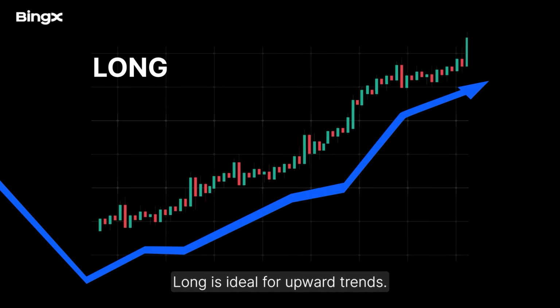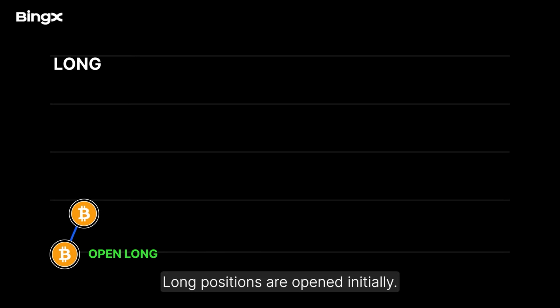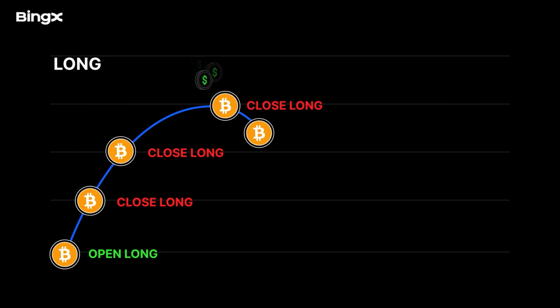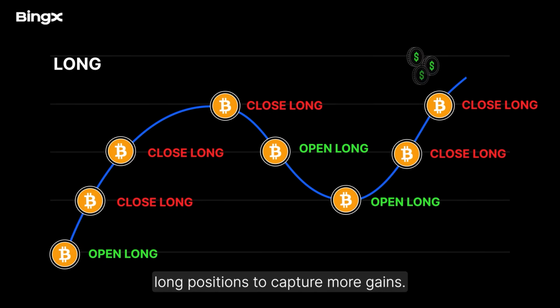Long is ideal for upward trends. Long positions are opened initially. As the price rises, the corresponding long positions are closed. The bot continues to open and close long positions to capture more gains.